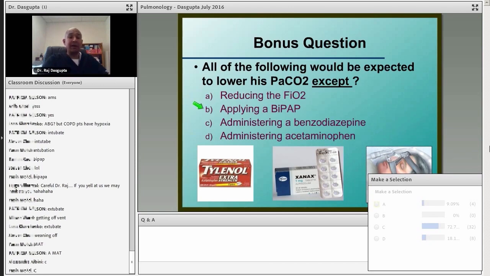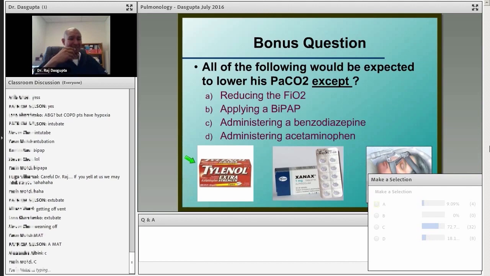It really comes down to C or D. And I guess the question that makes this so hard is, does Tylenol reduce your CO2? What do you guys think? The answer is yes, it does. And you're like, oh my God, why? It's because of something evil known as Step 1.